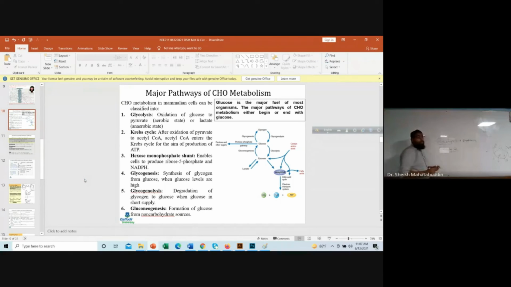Cycle means it starts and ends with the same product. That means it starts from acetyl-CoA and comes again to acetyl-CoA. And this process will give you ATP and more other products. We will read later. And then the hexose monophosphate shunt. This is the process of formation of ribose sugar. And then glycogenesis.